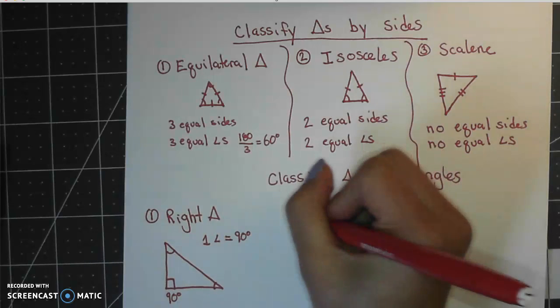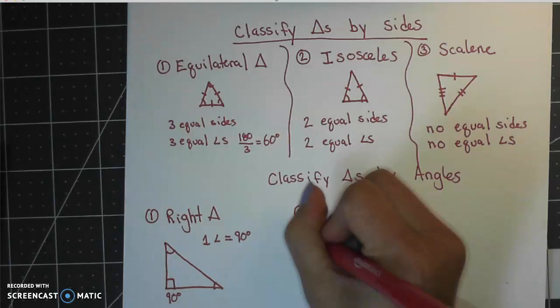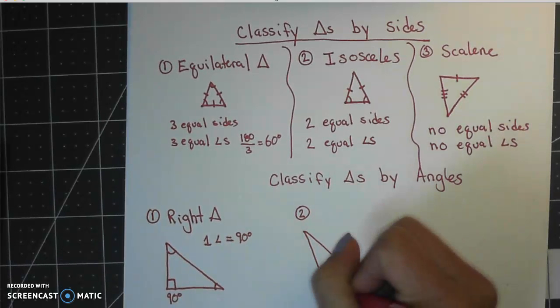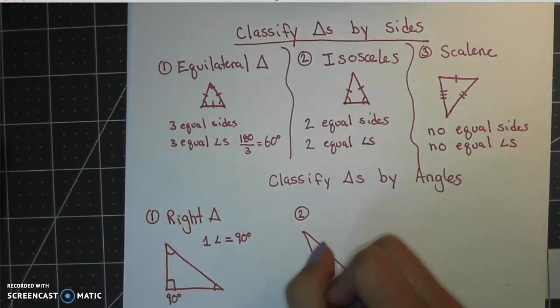That's a right triangle. The second type of triangle by its angle is this, and I think maybe some of you remember, what's the name of a big angle? Why, it's obtuse.